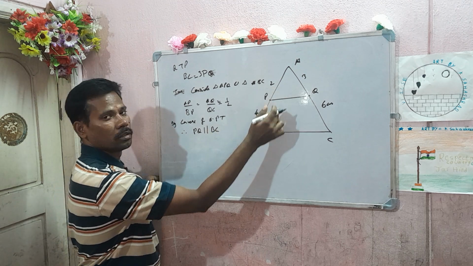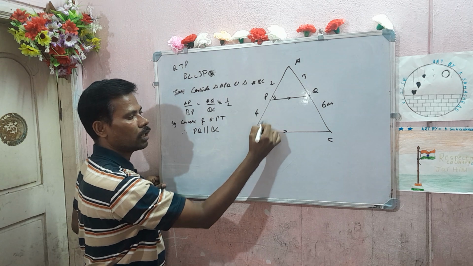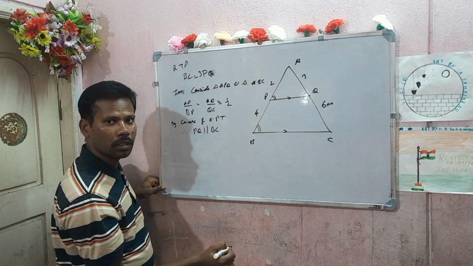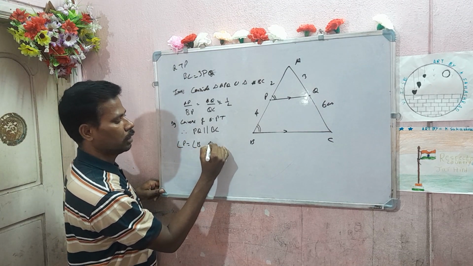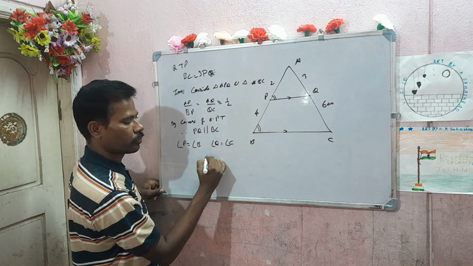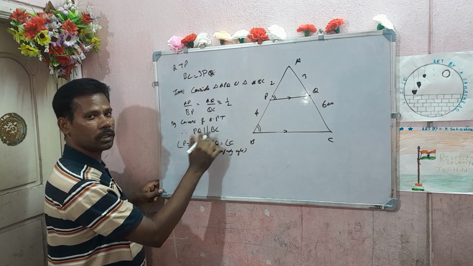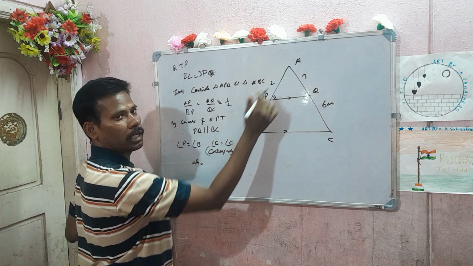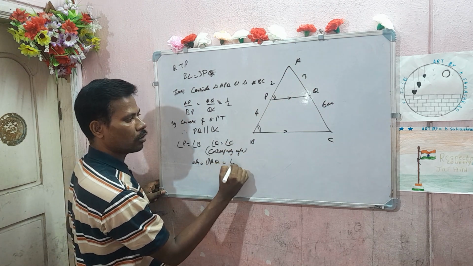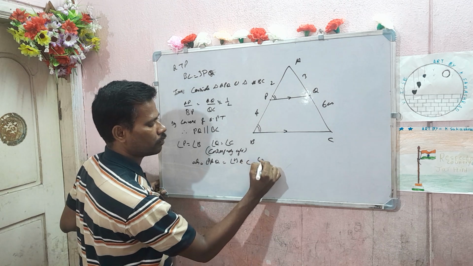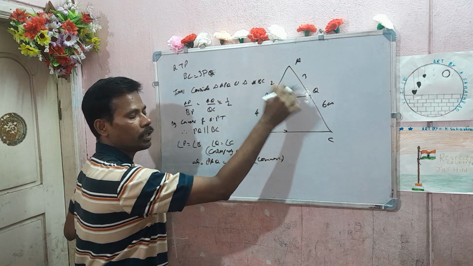Now, see, this is parallel to BC. What can you say about this angle and this angle? What type of angles are they? Are they alternate or corresponding? They are corresponding angles. Therefore, angle P is equal to angle B, angle Q is equal to angle C, since the lines are parallel. Also, angle PAQ is equal to angle BAC, which is common. This is a common angle for this small triangle and the big triangle.